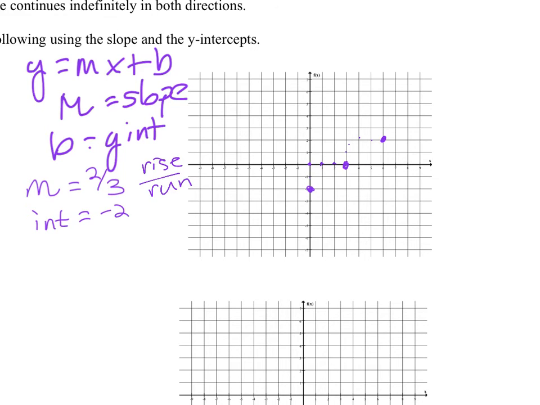Again, I can do it backwards. If I'm doing it the other direction, I drop 2 and run backwards 3. This gives me 2 negatives, leaving me with still a positive slope. And there we go.